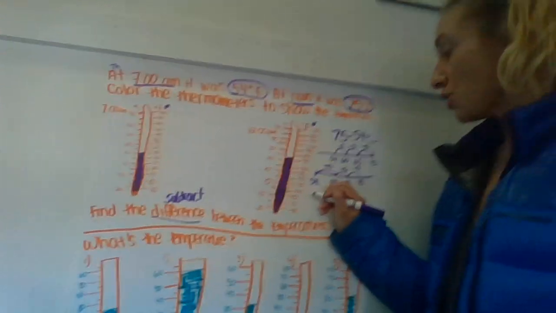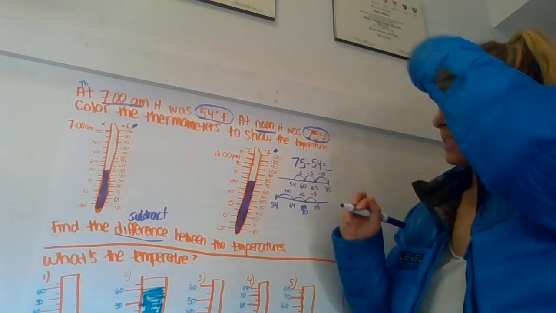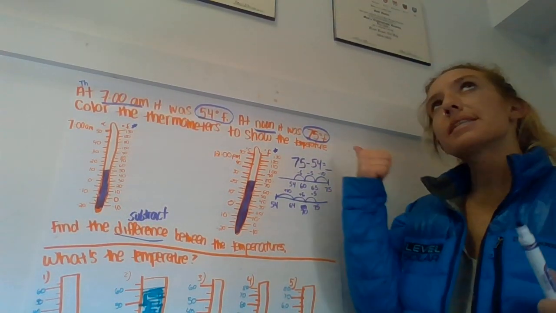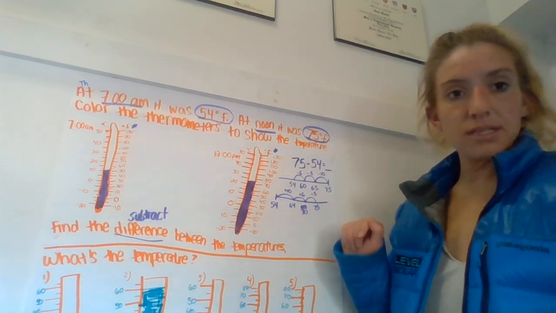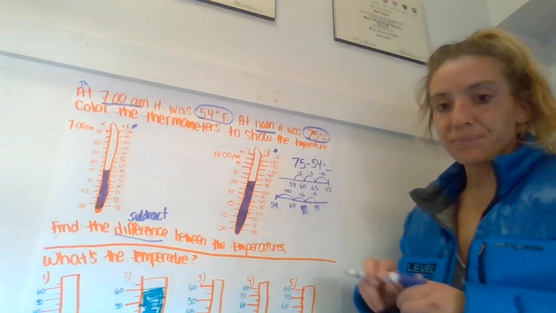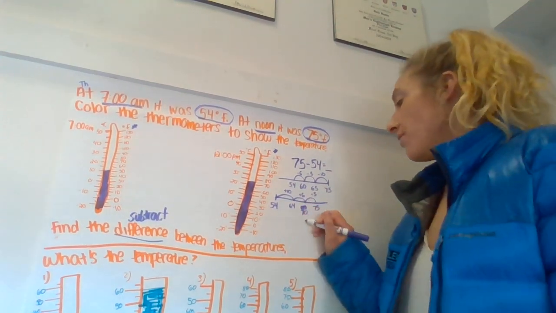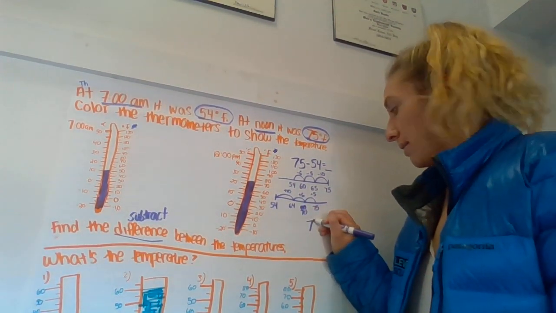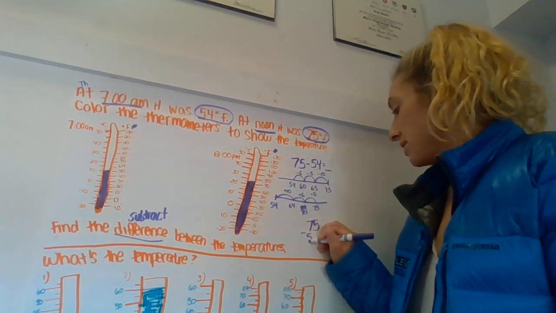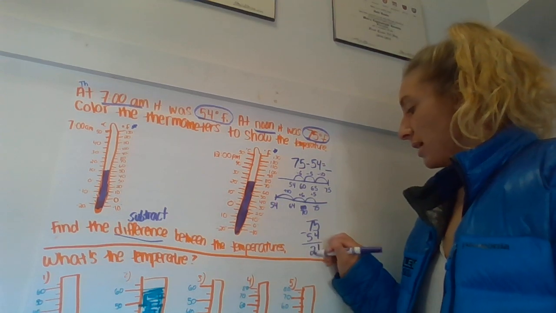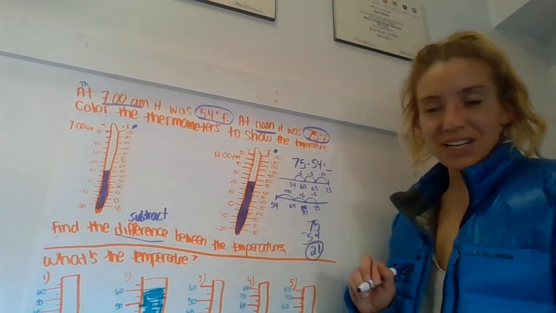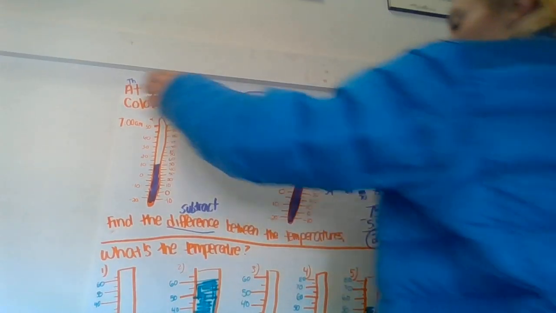I could also just go in my brain. 75 take away 20 is 55. And then take away one more is 54. That's 21. So that would make sense. And the final way you could do it would be the algorithm. 75 minus 54. 5 minus 4 is 1. 7 minus 5 is 2. The answer is 21. All right, now it's your time.